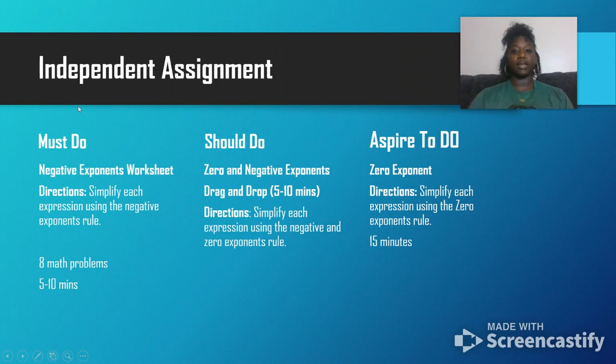Next up, we have our independent assignments. The independent assignments are assignments that students will do alone. First, we have the must-do assignment. The must-do assignment is non-negotiable for all students. Everyone has to complete it.